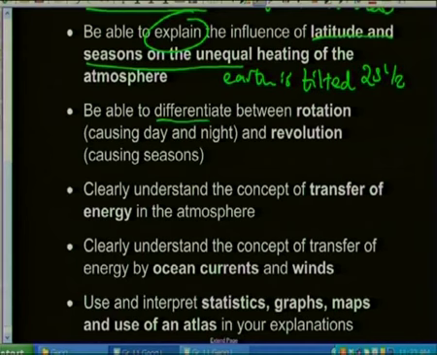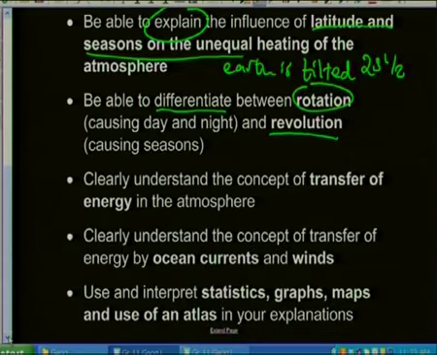which gives the revolution, on the other hand, which causes the seasons, spring and summer, the cold and winter, throughout the 365 days across the year that we have as humans. So we're going to make sure we clearly understand the concept of the flow of energy, and whether it is moved or transferred in the atmosphere.